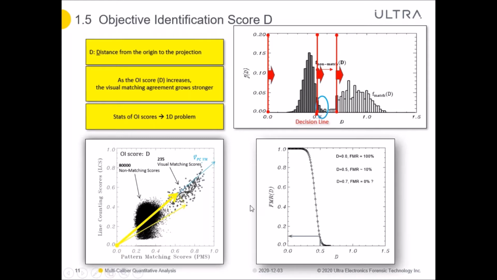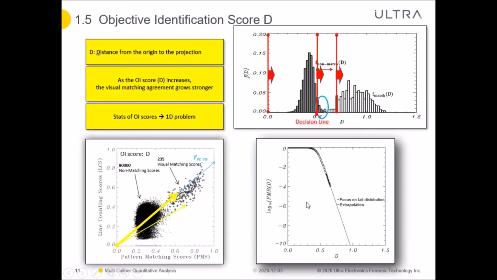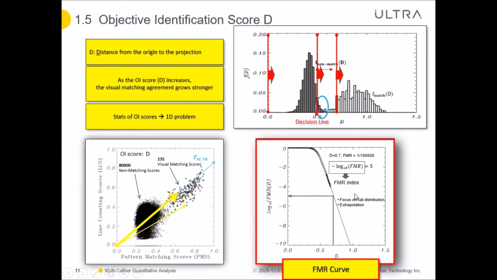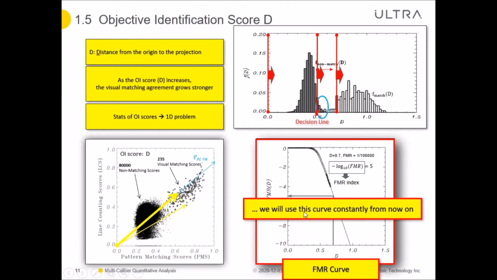So this is why we switch to the logarithmic scale over here, for two reasons: first, to have a focus and to have detail of the tail distribution, and secondly, to be able to extrapolate. So if I'm looking for a score of 0.7, now I can evaluate the false match rate index equal to 5, which is a false match rate of 1 over 10 to the 5, which is a false match rate of 1 over 100,000. This curve will be referred to as the false match rate curve, and keep that in mind. We will use this curve constantly from now on.